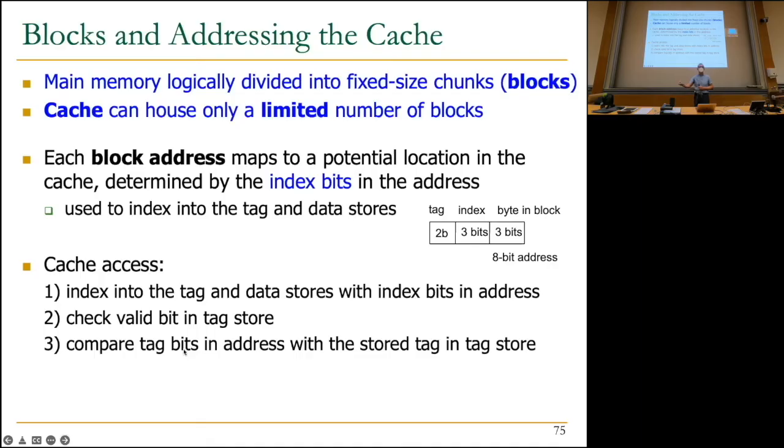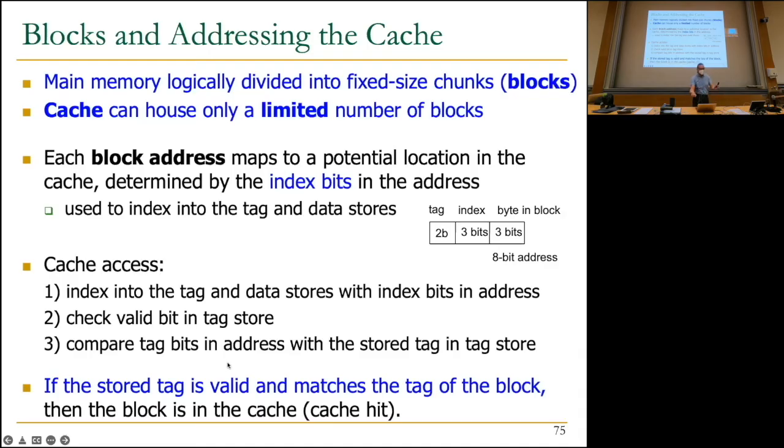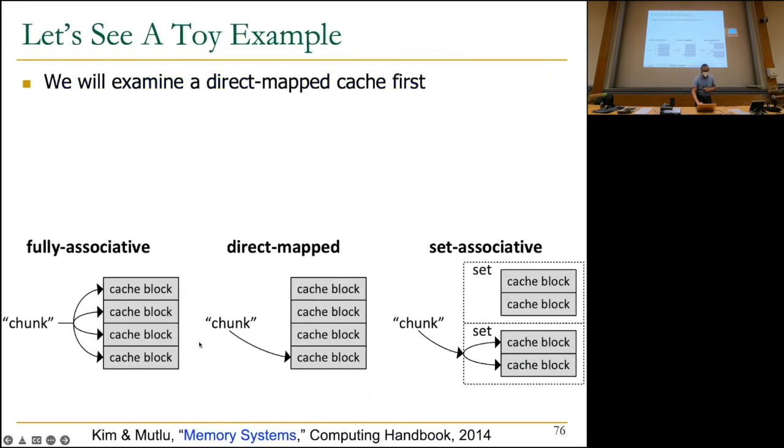If they match, that means the index matches because you've indexed into the cache, and the tag matches, and it's valid, so the block you're looking for is in the cache, and that's it. Okay, that's the idea. So these are the 3 steps of cache access, if you will. If the stored tag is valid and matches the tag of the block, then the block is in the cache. That's a cache hit.